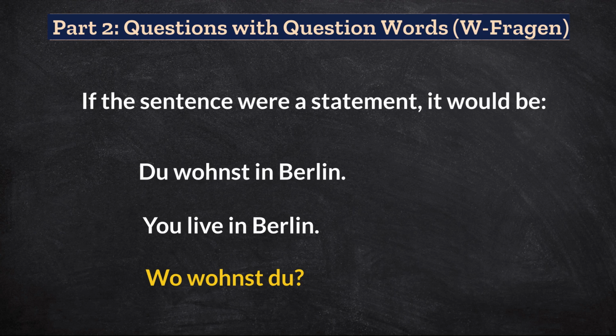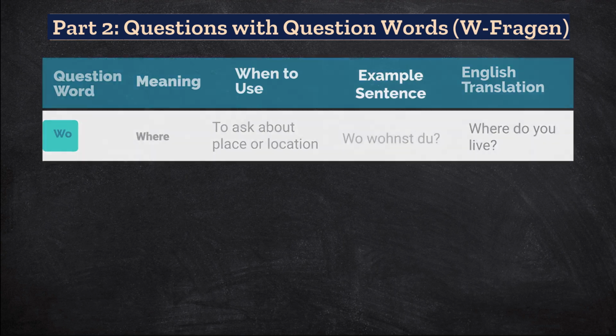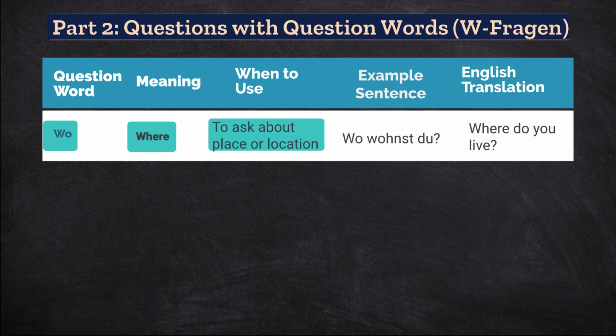Let's see some examples of it. Wo means where. We use it when we want to ask about a place or location. For example, Wo wohnst du? Means where do you live?